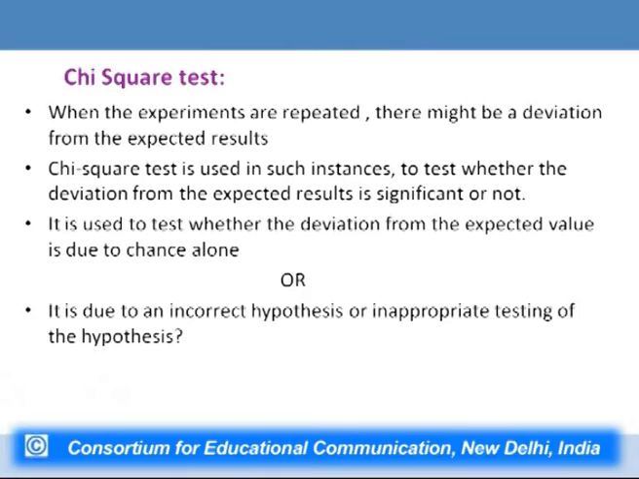It is used to test whether the deviation, if it has occurred, is due to chance alone, or whether it is because an incorrect hypothesis was proposed and there was an inappropriate testing of the hypothesis. So, there are two possible causes for the deviation. One could be that a chance factor is playing a role and leading to deviation of the observed result from the expected result, or there could be some other underlying factor, not chance, causing this deviation, which means that the hypothesis proposed is wrong and a new hypothesis is to be proposed for this particular set of experiments.